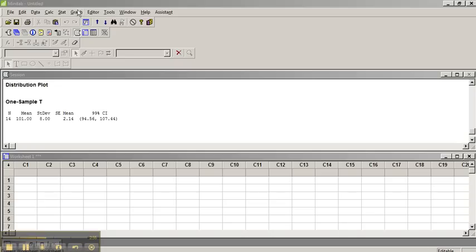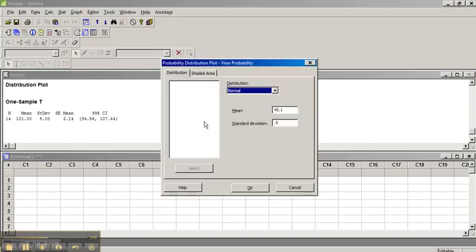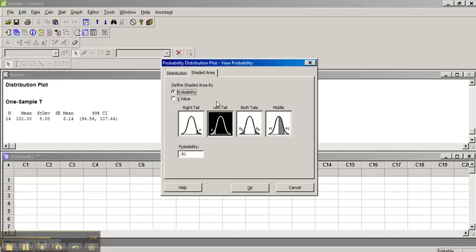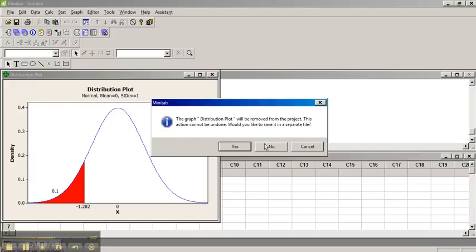You go to Graph, Probability Distribution Plot, View Probability. Here we're just going to use a standard normal curve. So my mean is 0, standard deviation is 1, shaded area. I need my area to the left to be 0.1. So here, left tail, I want this to be 0.1. And it'll give me that z value, which is negative 1.282, and you just use the positive value for it. We discussed that already in class.